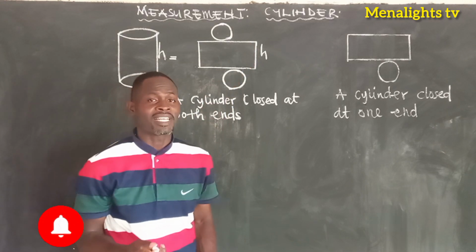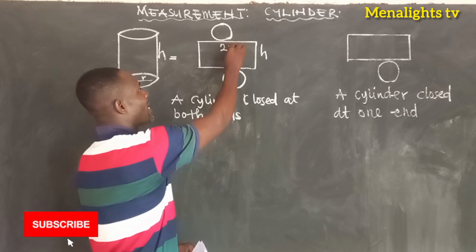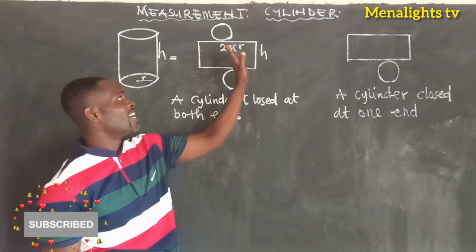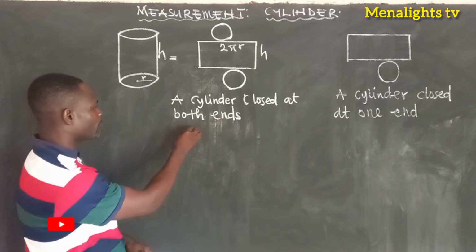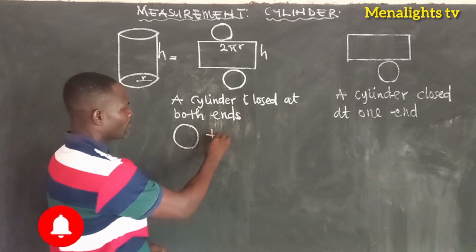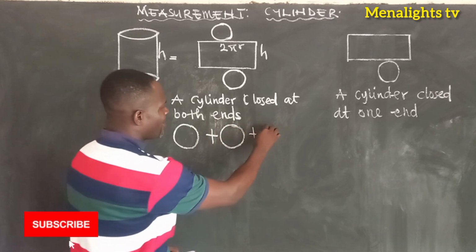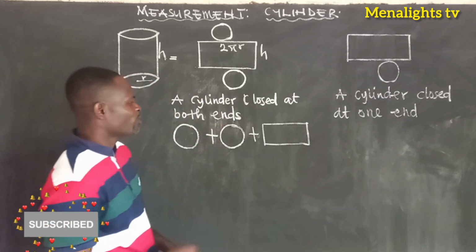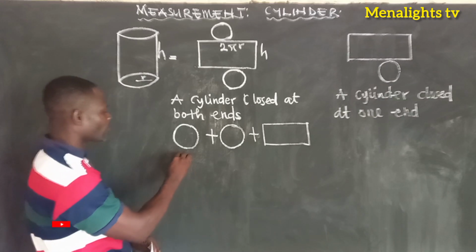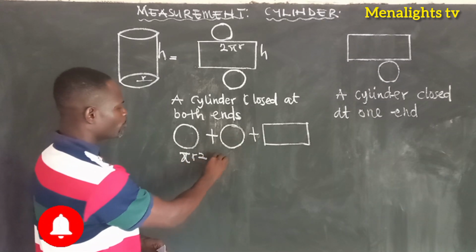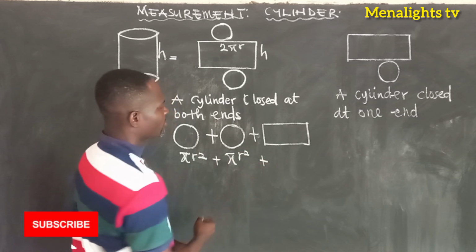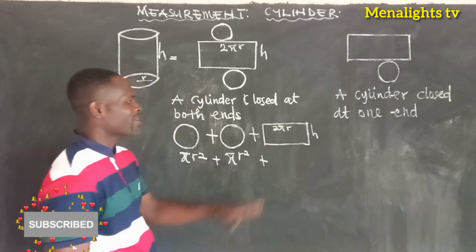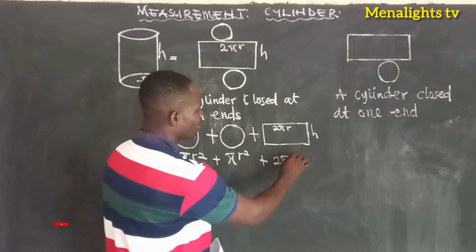So this is our height and this side becomes our circumference. How do we find the circumference of a circle? Circumference is given as 2 pi radius. That's the circumference of a circle. Now for us to find the total surface area of a cylinder closed at both ends, we first have to find the area of the circular base plus the area of the circular top plus the area of the rectangular part. That rectangular part is not a rectangle per se. The area of a circle is pi radius squared, and this one too, pi radius squared, plus, here, this is the circumference, so that's 2 pi radius, and this side becomes the height. So the third one becomes 2 pi radius h.